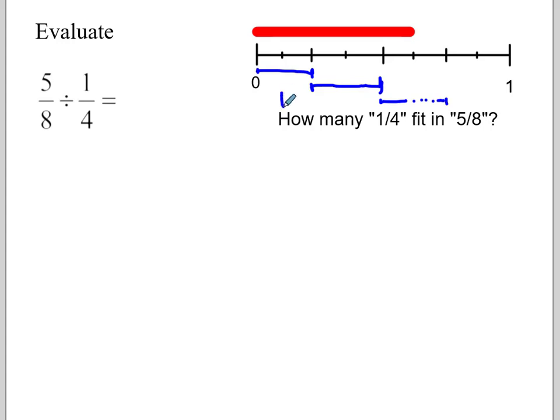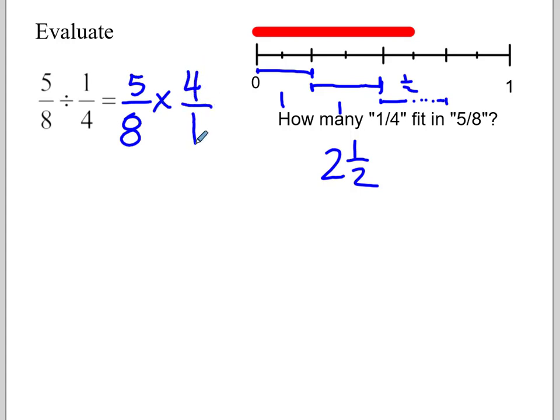So if I just count these, I have 1, 2, and a half. So I have 2.5 of those 1/4 fit inside of 5/8. That's using that number line model. Let's go and test our shortcut. So we would do 5/8. Instead of division, we're going to do multiply. And instead of dividing by 1/4, we multiply by 4/1. So that's the invert or flip right there.